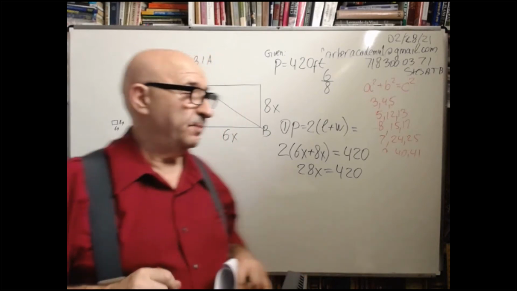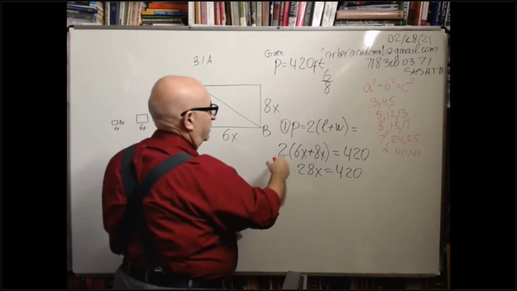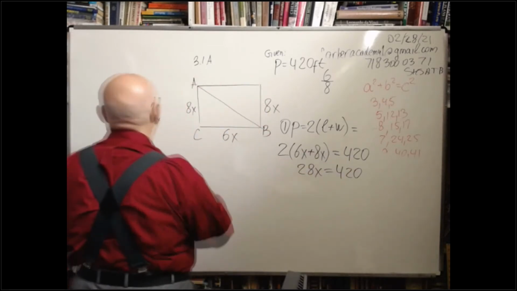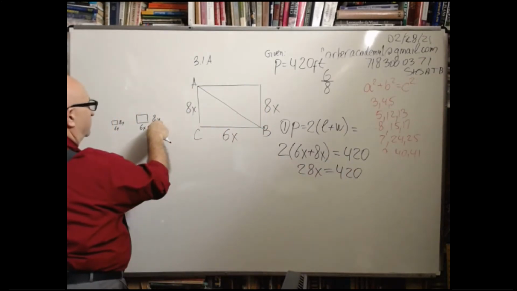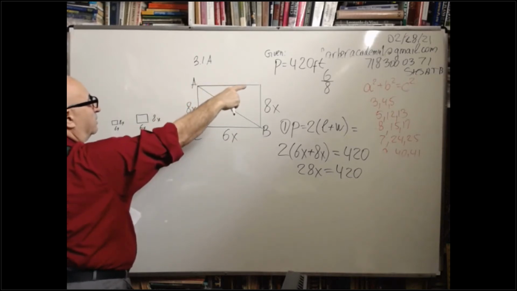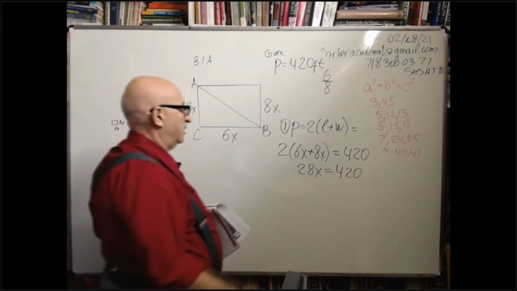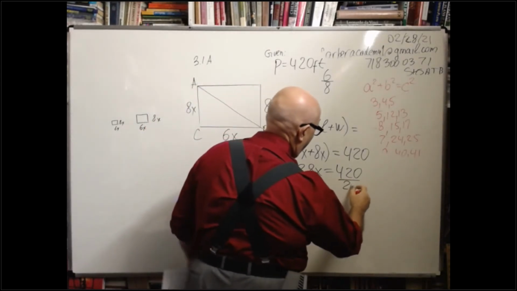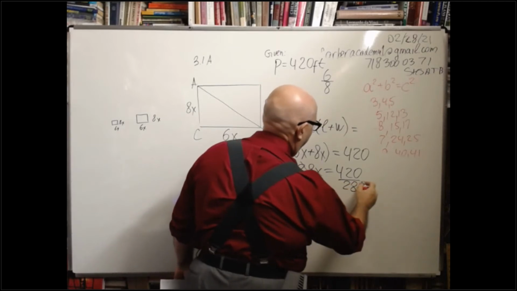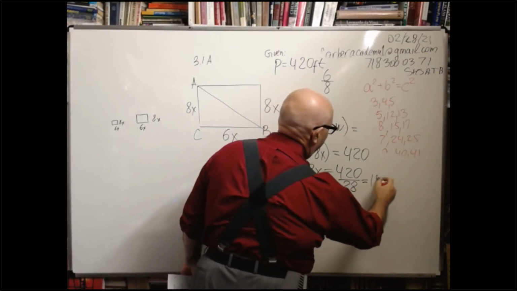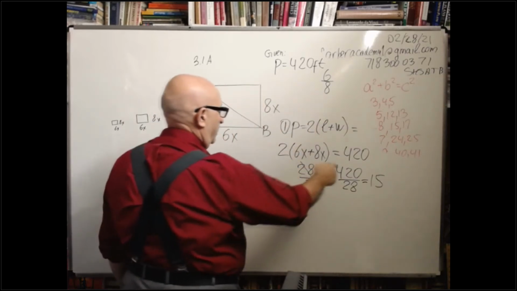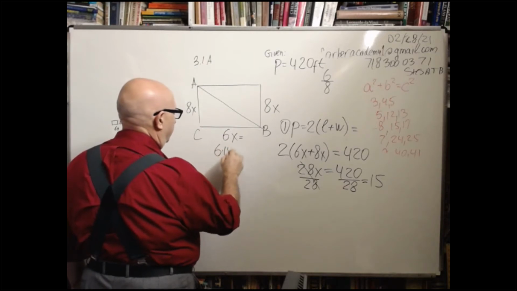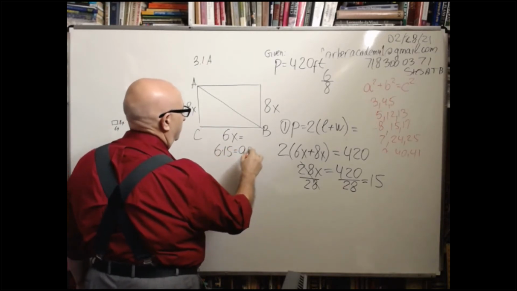Look at this. What I did, I wrote the expression in terms of x. I want to find the scaling factor: what value is supposed to multiply these x's to get to 420 feet. From this simple equation, when you divide both parts by 28, I found x equals 15. If this is 15, this side, Oleg, equals 6 times 15, which is 90 feet.